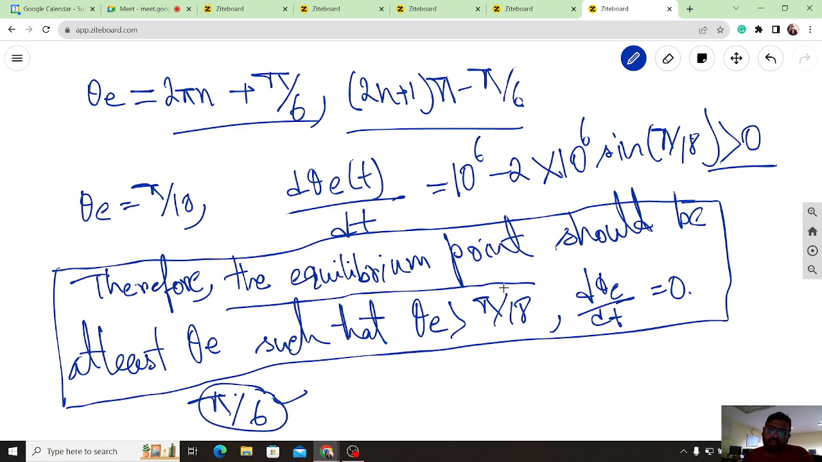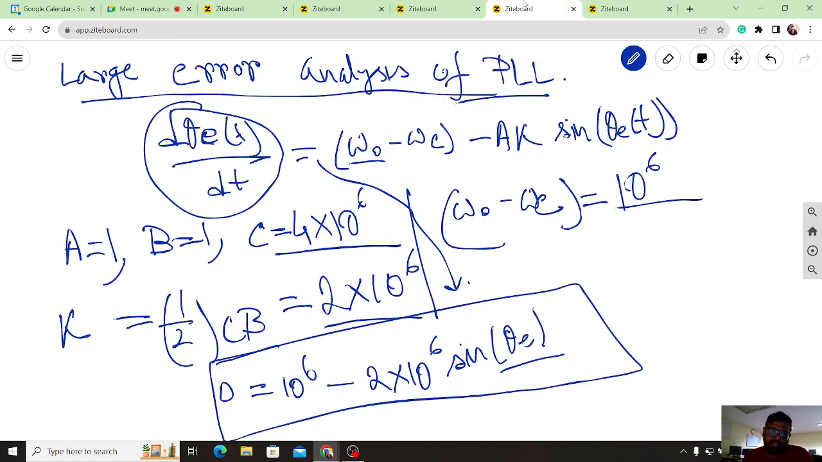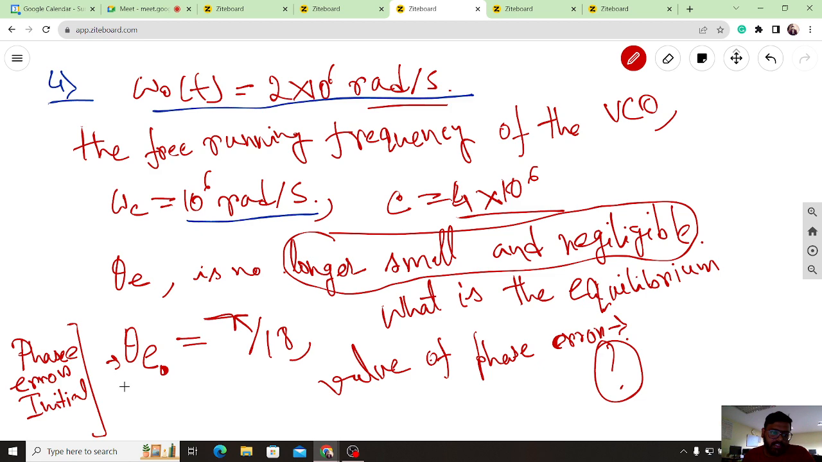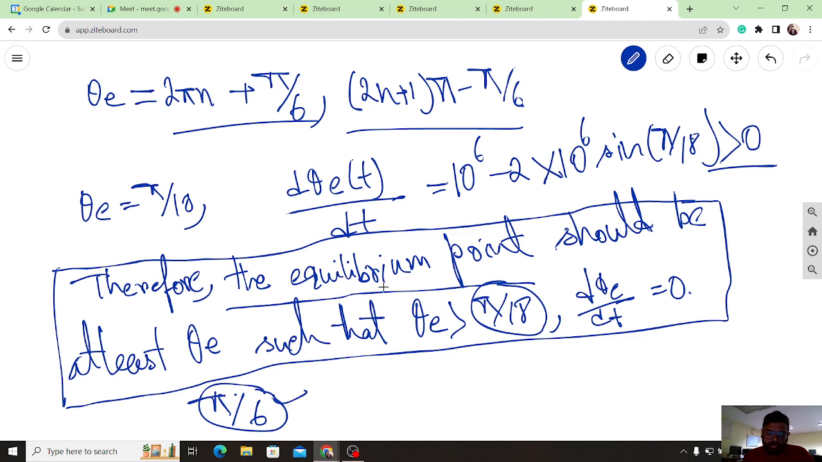Why have we taken this pi by 18? I think it is clear to everybody. I am not repeating this because the initial phase error was pi by 18. So that's the reason it should be at least greater than pi by 18. That is the answer, pi by 6.